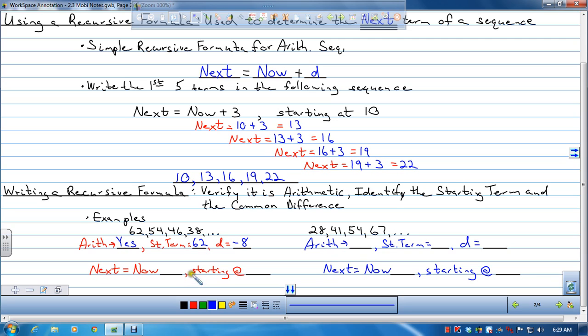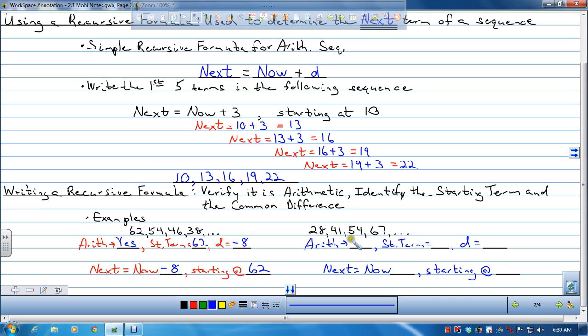Easy enough. So simply this formula then is my next value is going to equal my now value or current value. And what am I going to do to it? I'm going to subtract 8 from it, from whatever that previous value was. And for this particular sequence right here, we were starting at 62.